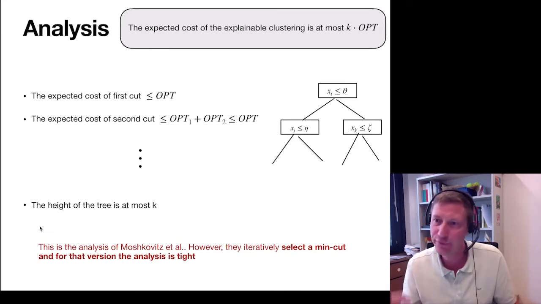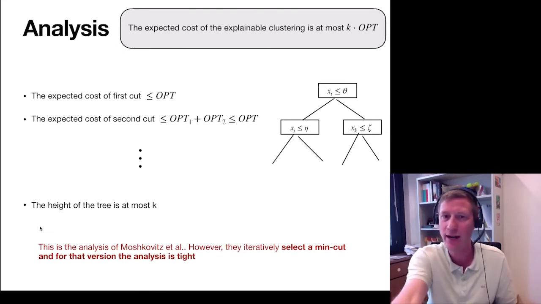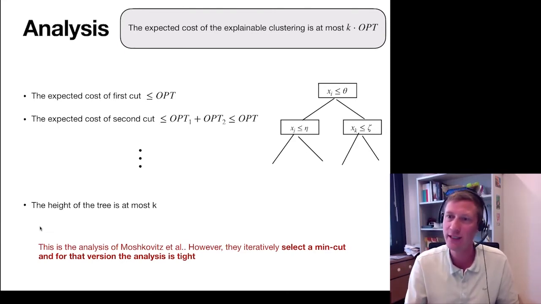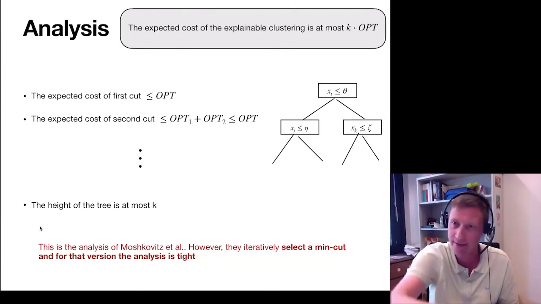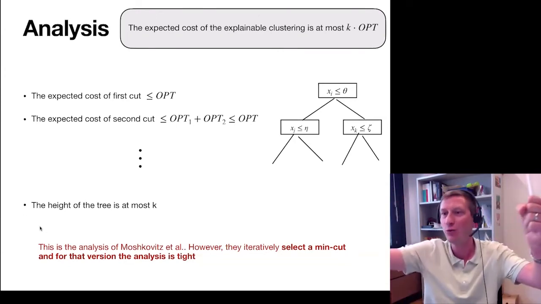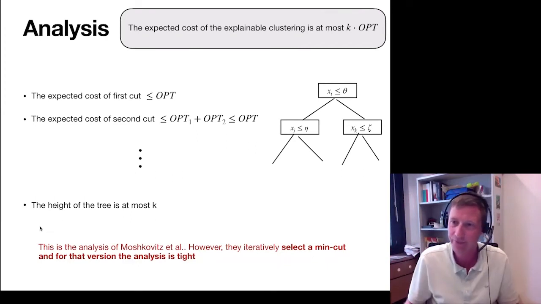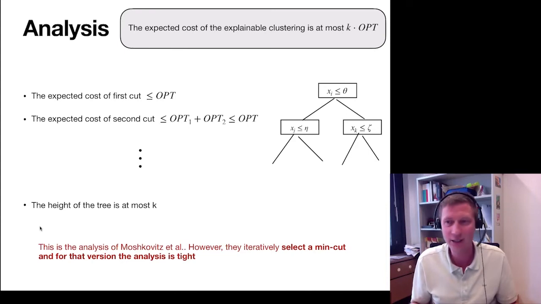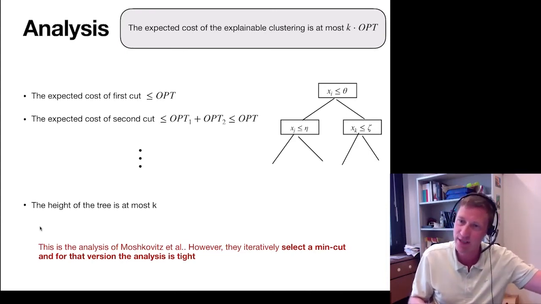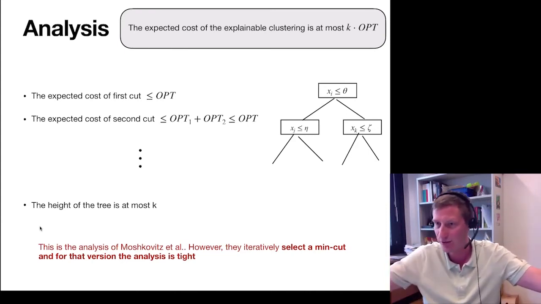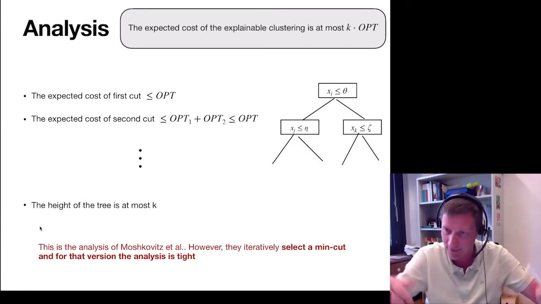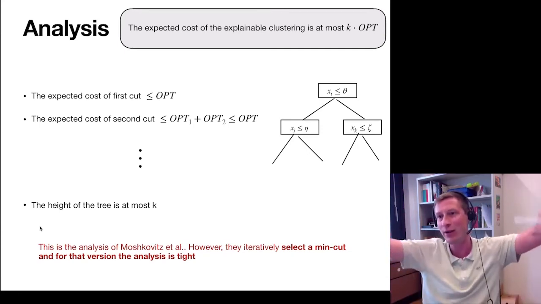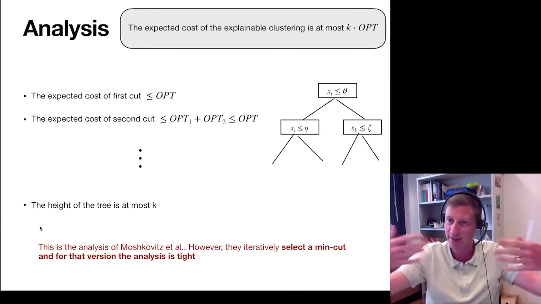And a random cut felt good, because the only way you would lose a factor k is if your tree is of height k, which means that you're separating out one center each time. Like, the height would be k. But in a random cut, you would expect maybe to get k over 2 centers on the left and k over 2 centers on the right. It would be fairly balanced. And if it's fairly balanced, you would have a height log k tree. So you would get a log k guarantee.